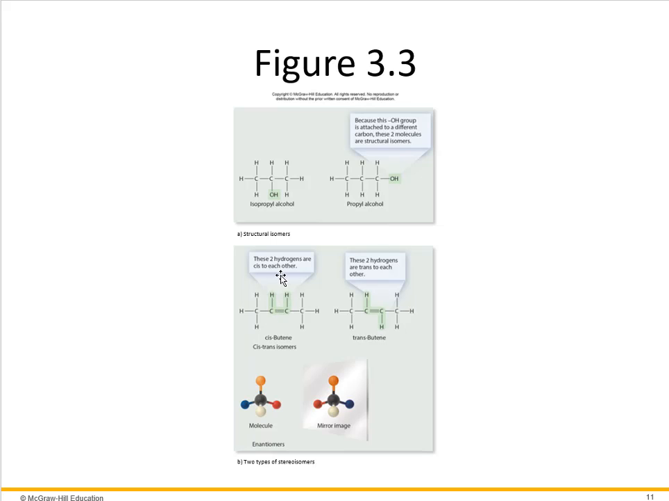But now here's your cis butene and here's your trans butene. They have that double bond between them, and in the cis arrangement these two hydrogens are on the same side, and here's the trans arrangement of those hydrogens. And enantiomers would be like this, where it looks exactly like a mirror image of the other. So those are a couple different types of isomers and a little bit about the functional groups.